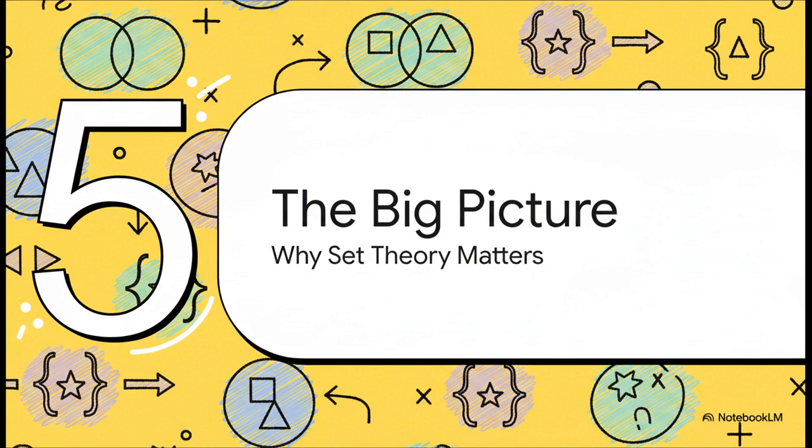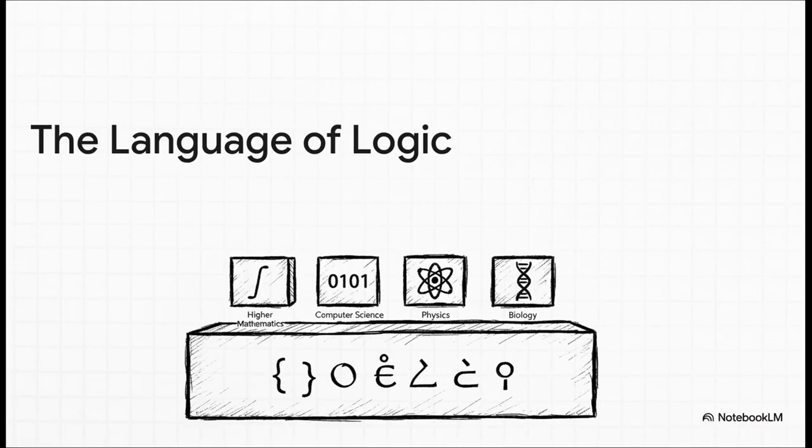So, okay, we've talked about sets, subsets, and all these different functions. But let's take a step back. Why does any of this abstract alphabet even matter? What's the real big picture here? Well, what we've been learning is quite literally the language of logic. Set theory is the invisible bedrock for almost all of modern math. It's the hidden blueprint behind computer science, telling us how to build databases and how algorithms should think.